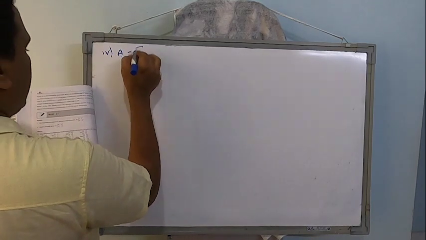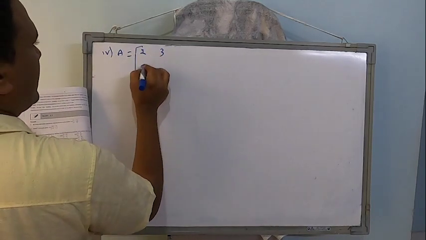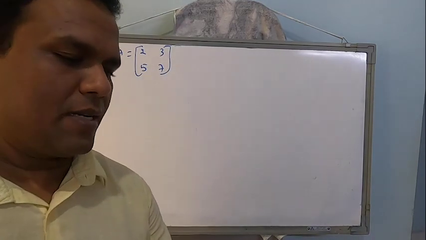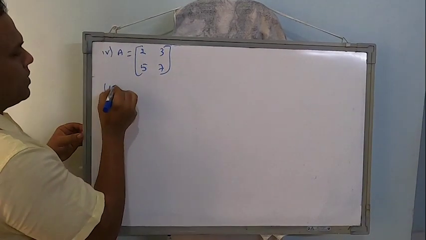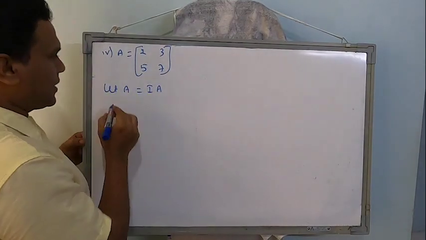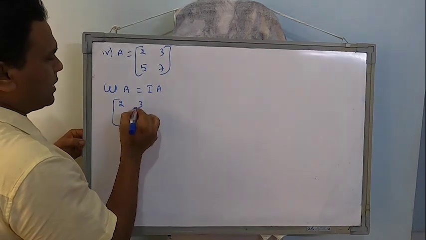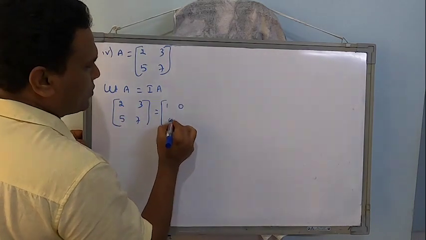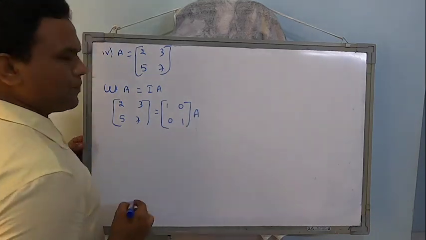So under this, problem number 4, matrix A is given as 2, 3, 5, 7. That's fine. Let's see. So let us start the procedure. Let A is equal to I multiplied by A, you have to write this. Then 2, 3, 5, 7 is equal to 1, 0, 0, 1 multiplied by A.